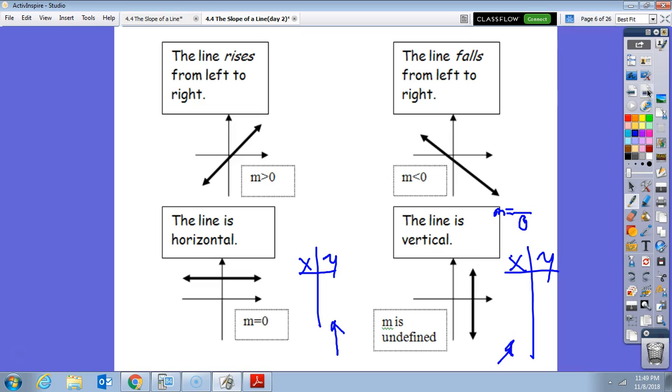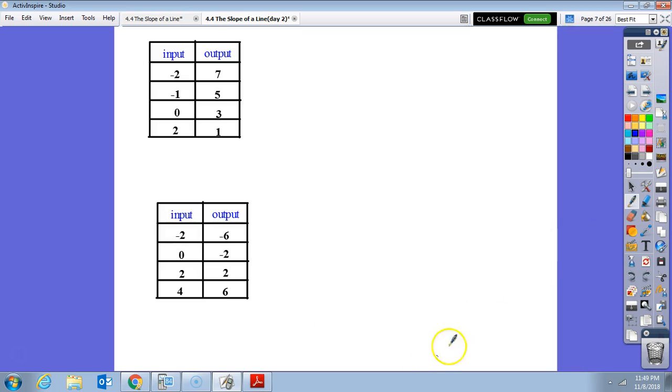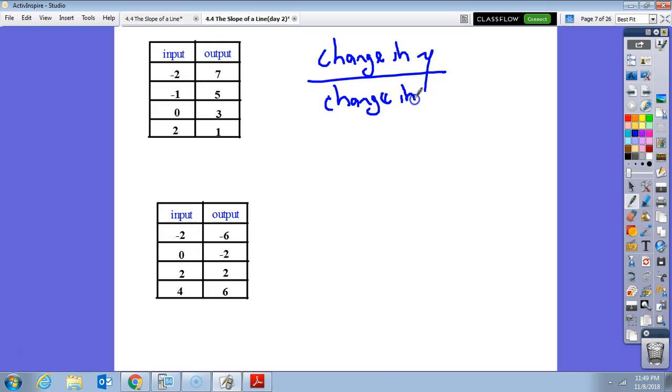Alright? Now, you can also find the slope by using a table. Notice, slope is also called the change in y over the change in x. Alright, so let's take a look at this example over here.